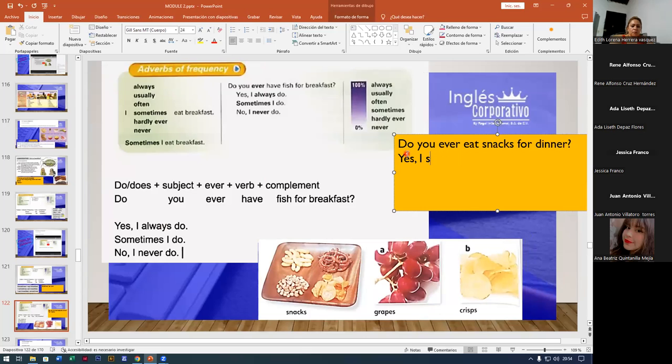Usually, thank you. You can write usually. Yes, I usually. What else? Eat. Try to give a short answer. I usually do. A short answer, more practical. Yes, I usually do. Yeah, that's good.